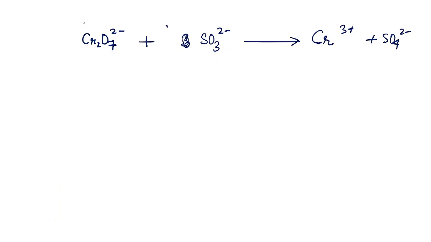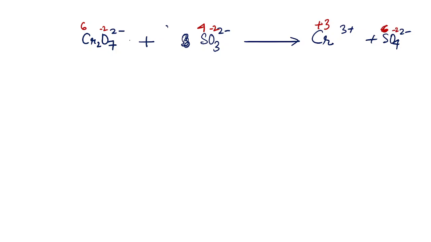So here the oxidation state is +6, for oxygen it is -2. For sulfur in SO3 2 negative you will have +4, oxygen will be -2. Chromium in ionic form is +3. Sulfur in SO4 2 negative will be +6, and oxygen you will get -2.